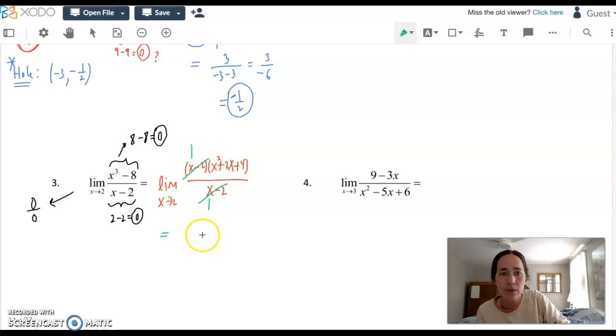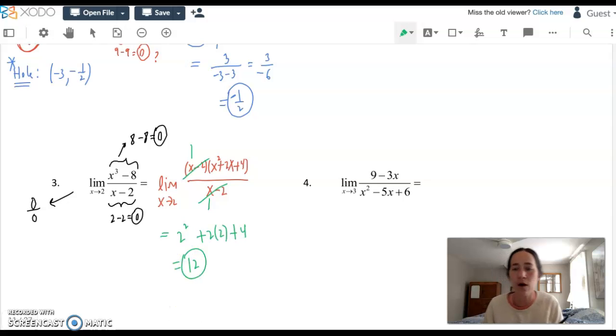So now drop the limit notation. Let's plug in a 2 to what's left over. So 2 squared plus 2 times 2 plus 4. You get 4 plus 4 plus 4. This function has a limit of 12 at that point.